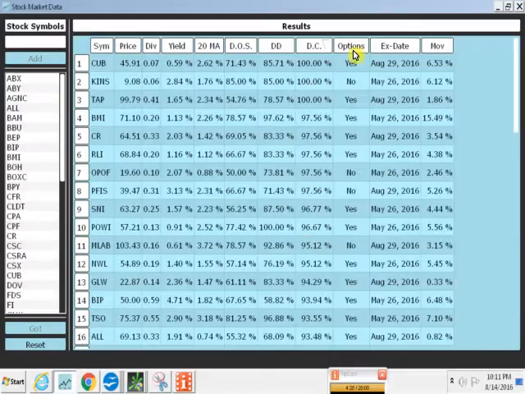Okay? The last column is the options. Does the stock have options? That allows me to capture some more premiums for giving somebody else the opportunity of buying the stock from me at the exact same price I paid for it, or close to it. That's a little bit more advanced. We'll get to that another time.